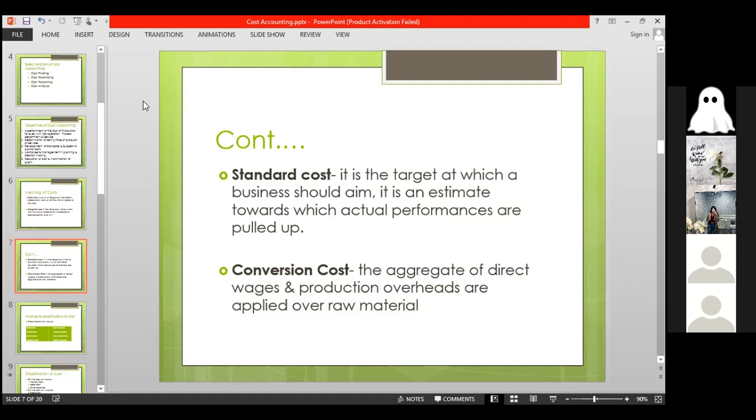That is the conversion cost. Or for a car, it would be the cost of converting the aluminum, that is the raw material, into the structure that is a car, right? So what is the cost for that? That is the conversion cost. Converting your raw material into a finished product using the company's processes. Okay, so that's conversion cost.